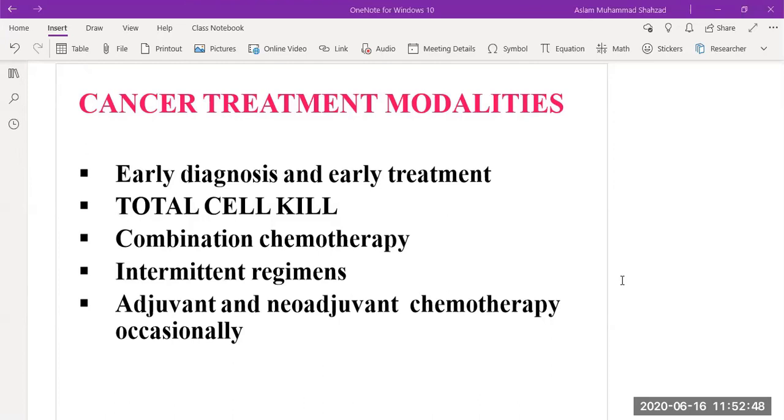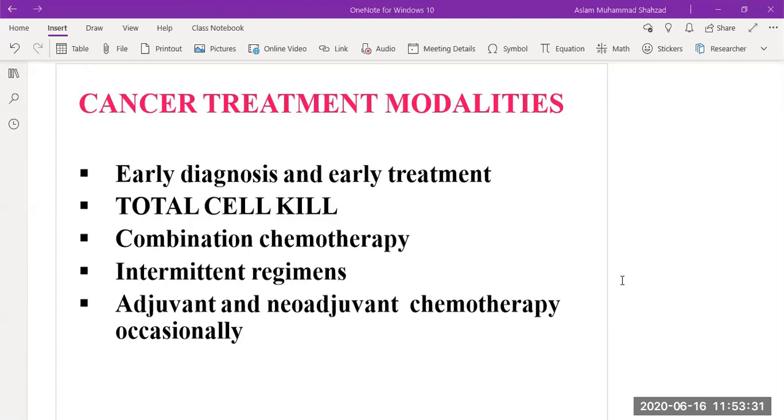Then the intermittent regimen. The important thing is that when giving cancer treatment with these drugs, we cannot give them continuously because they have some adverse effects. Some drugs can cause neutropenia, and the problem is that the regimen we need to give is intermittent, not continuous, so as to help the patient recover from the cancer but also manage the adverse effects of the drugs.